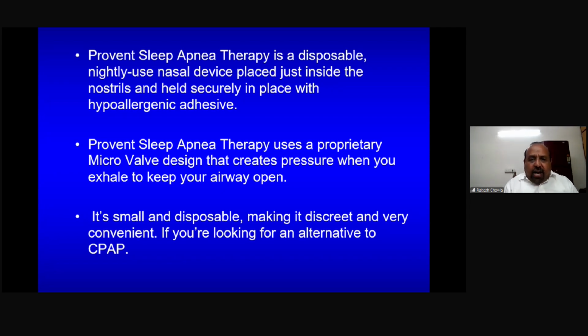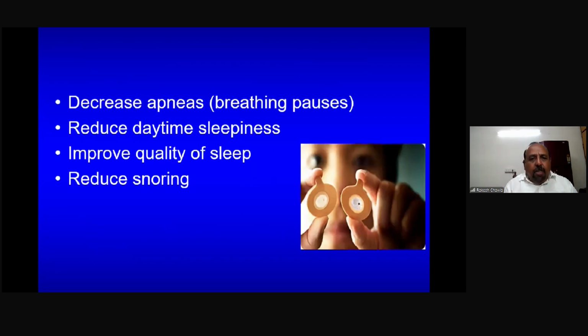It's a proprietary micro well design, small, disposable, making it discreet and very convenient. Like your contact lenses, you have to change it every night. It decreases apnea, reduces daytime sleepiness, improves quality of life, reduces the snoring, and it's not very expensive.